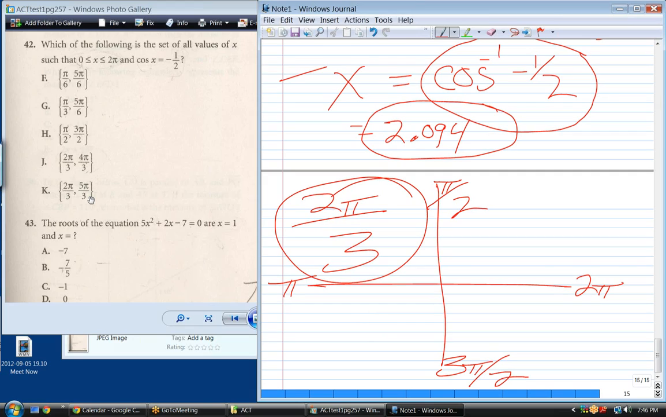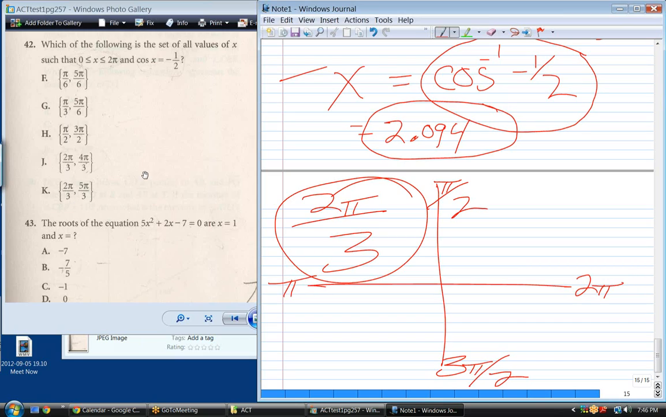J. Exactly. In other words, we don't even have to know that's the answer. We know our answer is either J or K, and we're looking for the one where the second number is a third quadrant number. 4 pi over 3 is in the third quadrant. 5 pi over 3 is in the fourth quadrant. So this can't be the answer here.